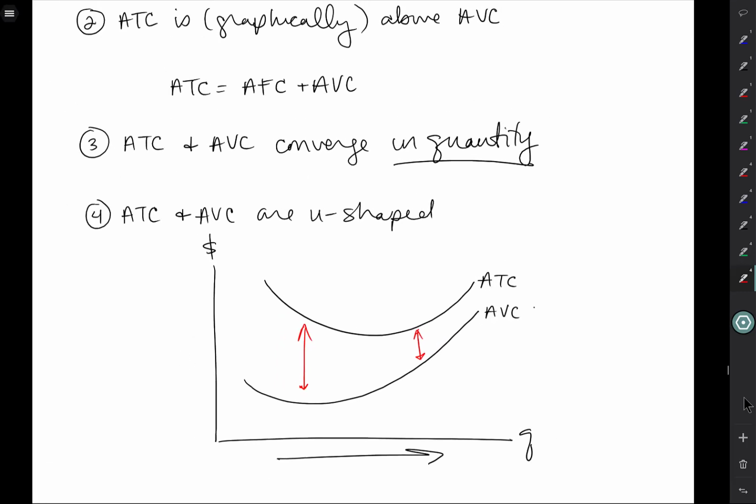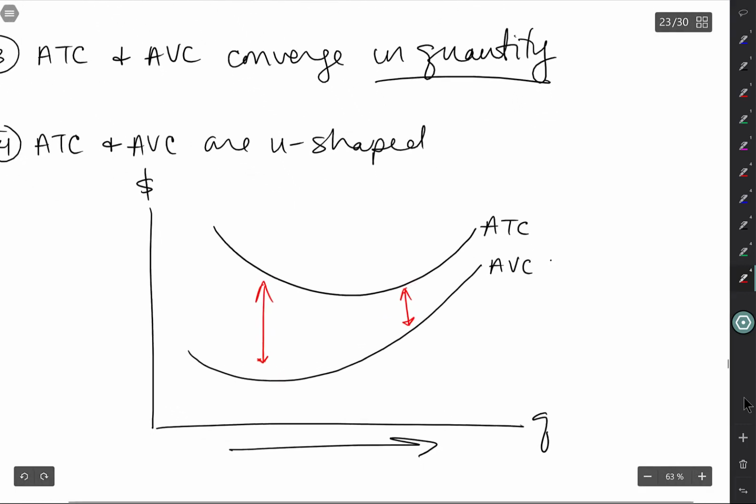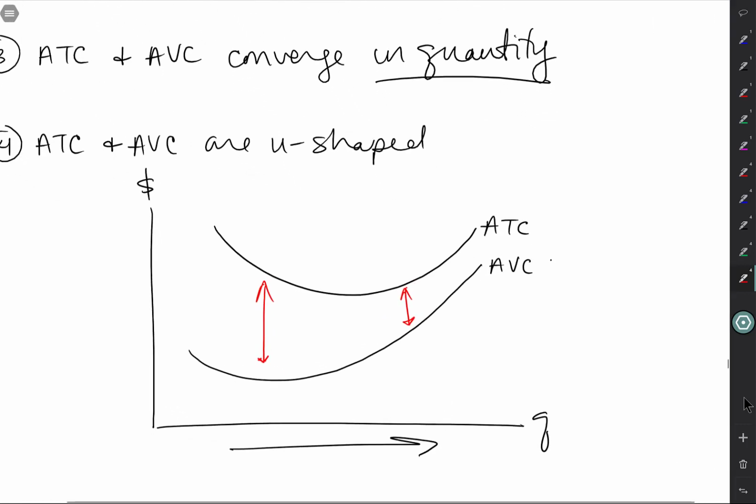ATC is graphically above AVC. ATC and AVC converge as quantity increases. In other words, they converge in quantity. And fourth, ATC and AVC are U-shaped. So let's make sure we understand. We already understand why ATC is above AVC. We know that because ATC is average fixed cost plus average variable cost. And why they converge is also because of that. Because the gap between them is average fixed cost. That's the difference.